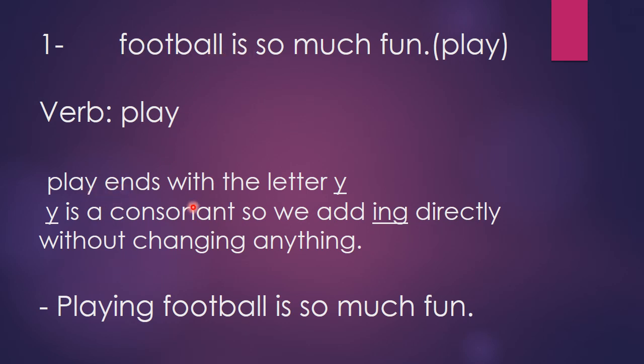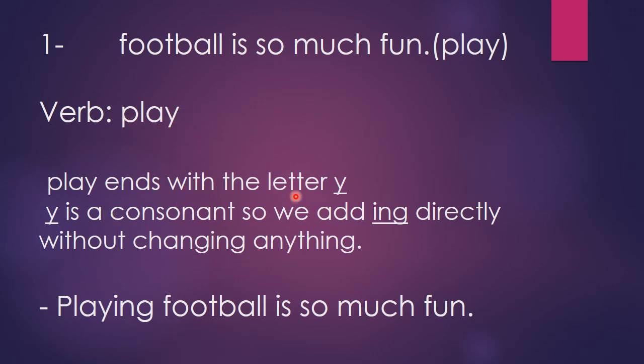Play ends with the letter Y. So before I add ing, I have to pay attention to those three rules. The first rule was if I have an I and E. The second rule was if I have an E. And the third rule was if I have a consonant, vowel, consonant. But what if none of those is in my verb? I just add ing directly without changing anything in the verb.